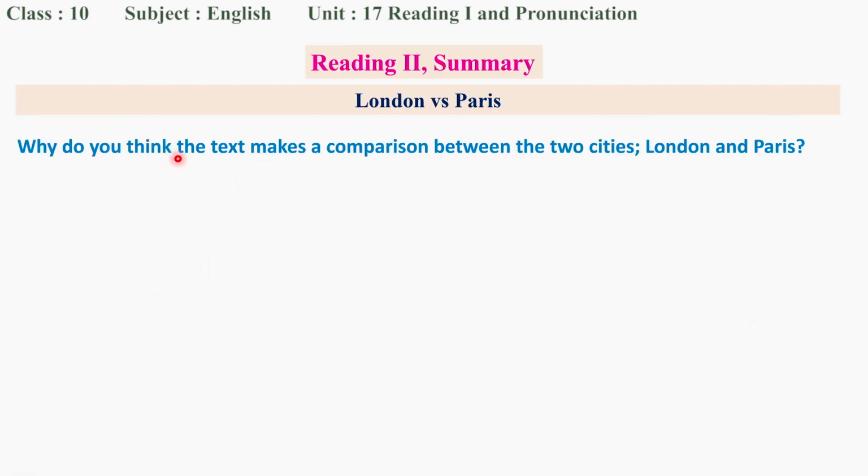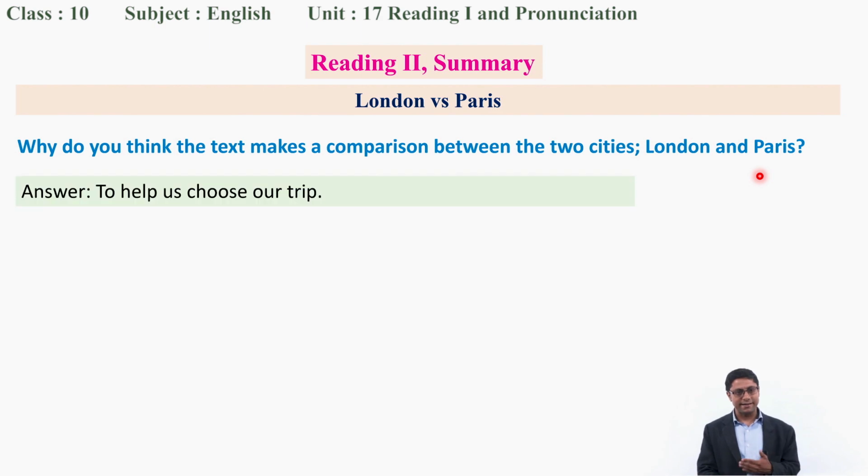That's good. Dear students, before we begin today's lesson, I do have a question for you. Why do you think the text London versus Paris makes a comparison between the two cities, London and Paris? Why is this comparison given to us? Can you say? All right, it's to help us decide or choose the destination. Okay, to help us choose our trip, where to go. For that purpose, it's given.